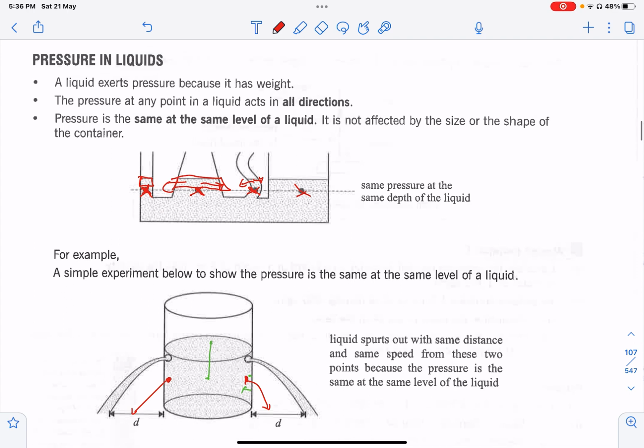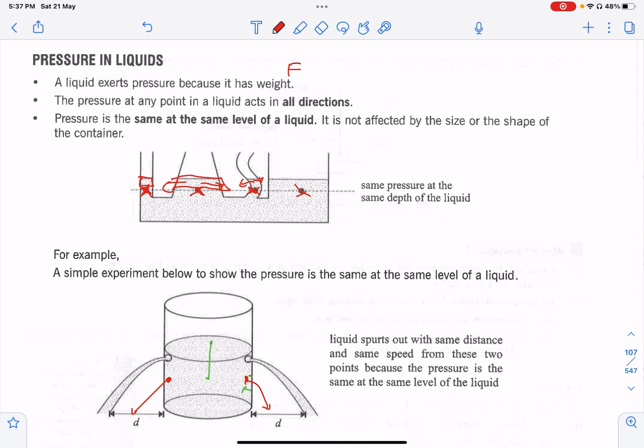The other aspect is, let's look at pressure in liquids. Pressure in a liquid behaves very differently from on land or on a solid. A liquid exerts pressure because it has weight, and having weight means it exerts a force. The pressure at any point in a liquid acts in all directions, because you can't really dictate where the particles are flowing, just like in a gas where they are free floating. Pressure is the same at the same level of a liquid, and it is not usually affected by the shape or size of the container.